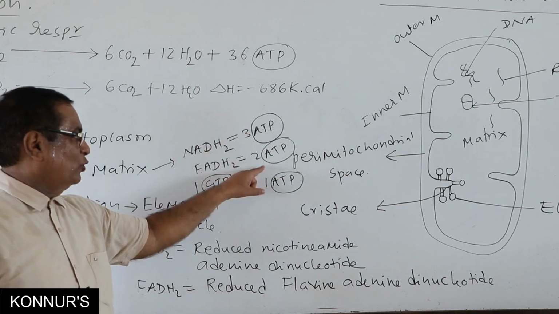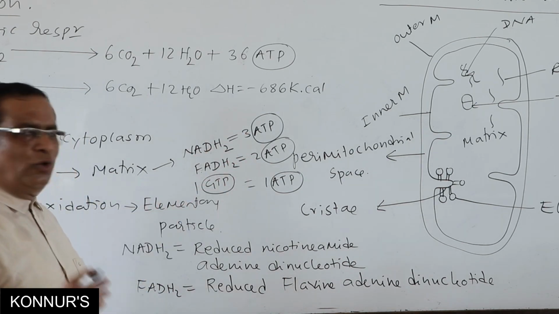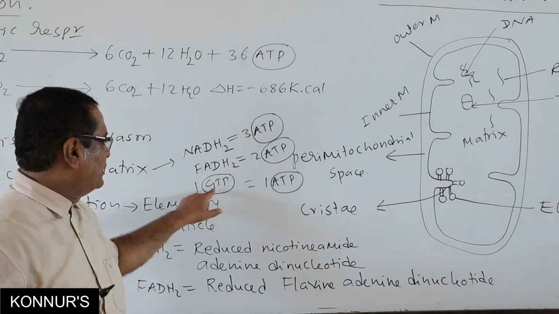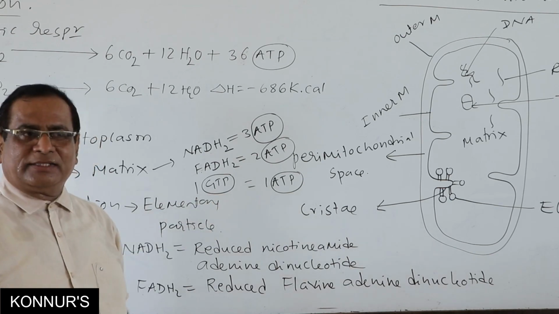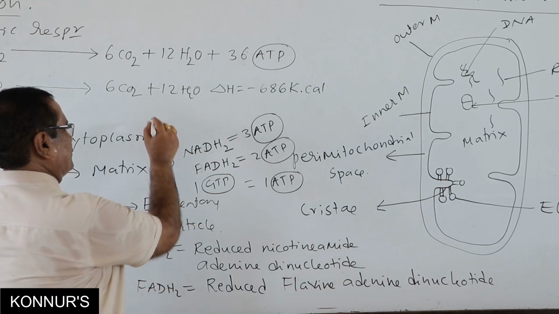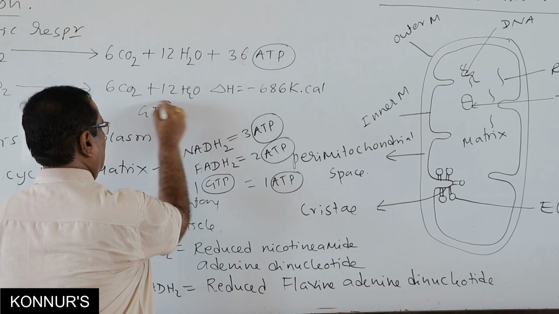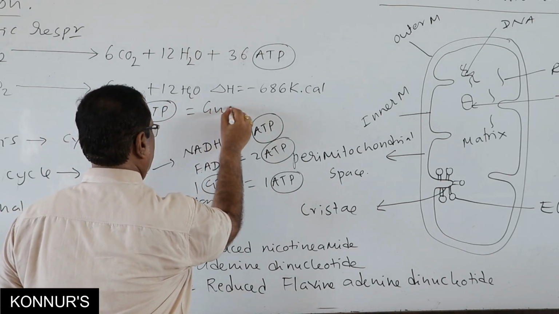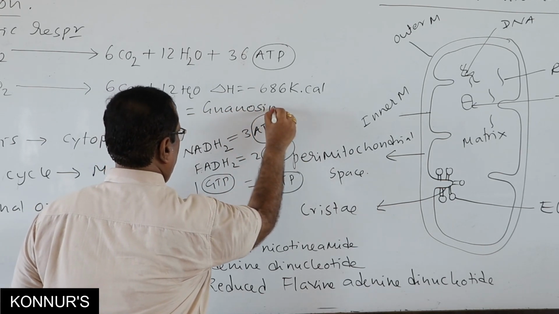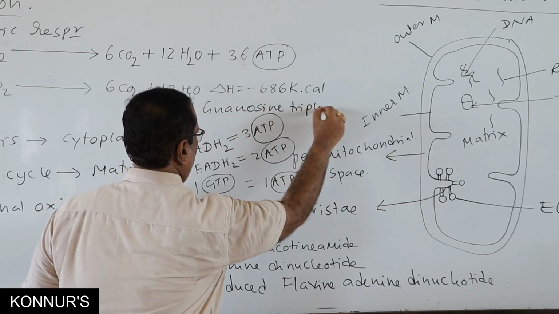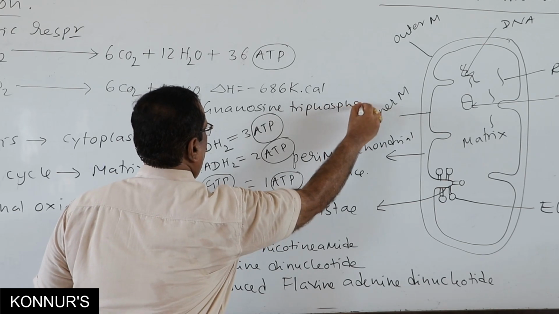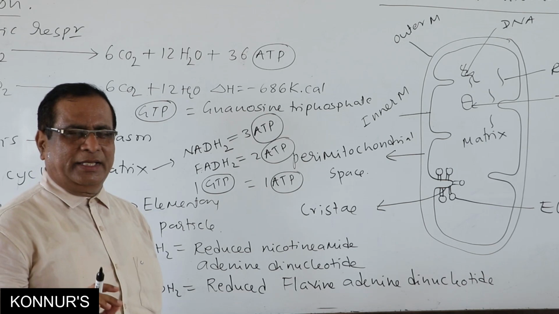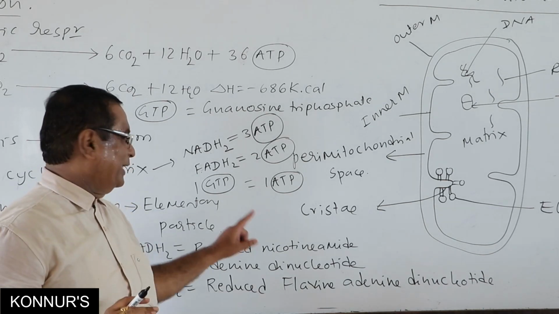And energy also you know about. ATP, you know the long form, that is adenosine triphosphate. In the similar way, GTP means guanosine triphosphate. But the energy present in GTP is almost equal to the ATP as well.